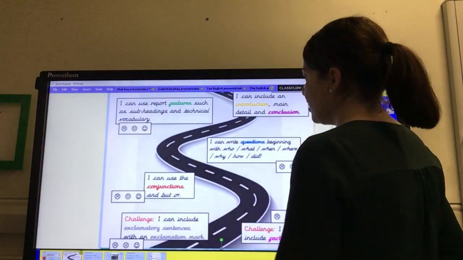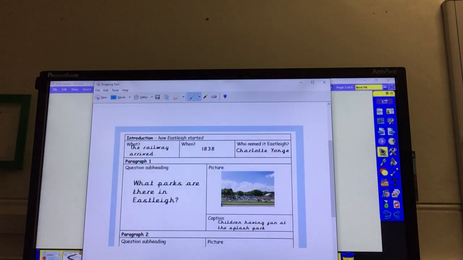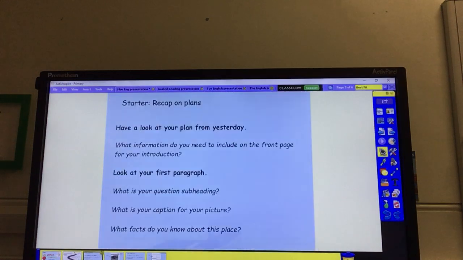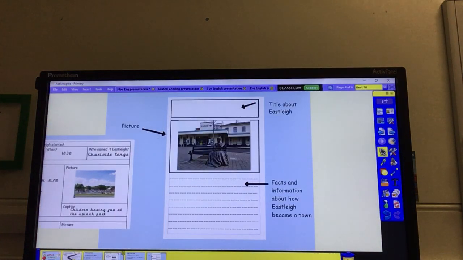Now, I have just got a copy of my plan from yesterday. So, excuse me one minute, I'm just going to copy that and paste it into my flip chart, ready to help me with my writing in a minute. Let's pop it over there out of the way.